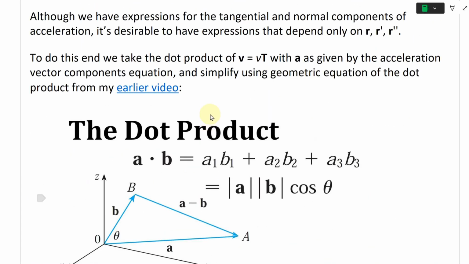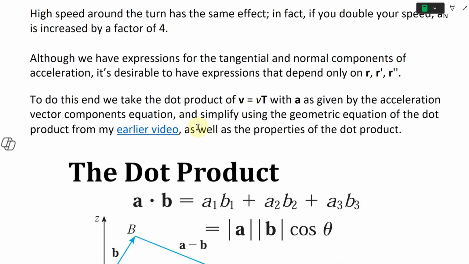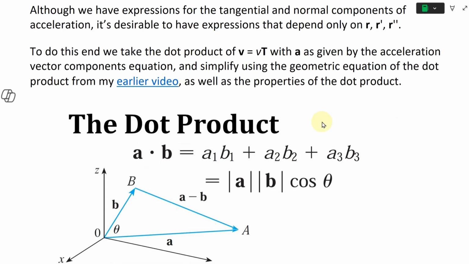If we take a dot product with that, I'll quickly pause the video and add some more notes here, and simplify using the geometric equation of the dot product from my earlier video, as well as the properties of the dot product, namely property 3, and I'll show you that.